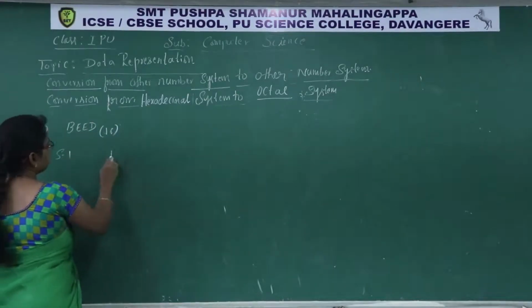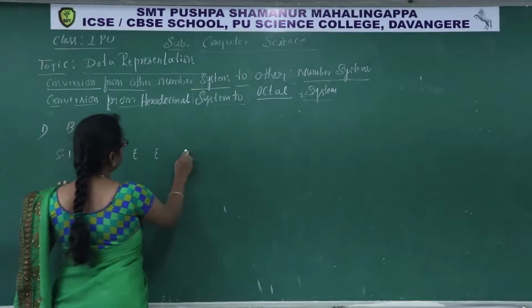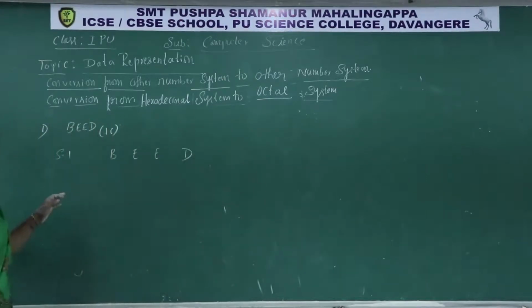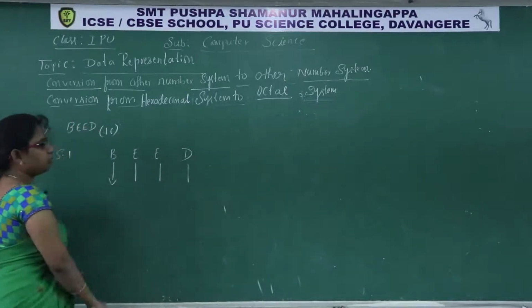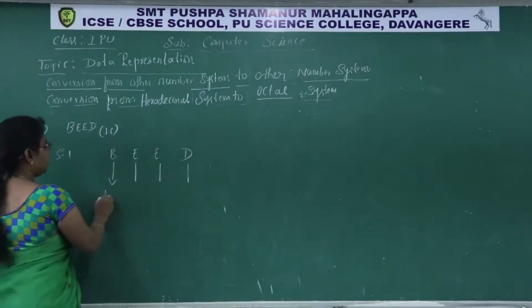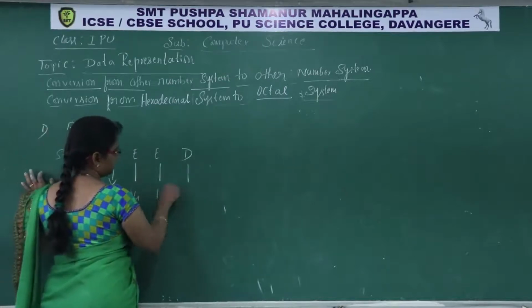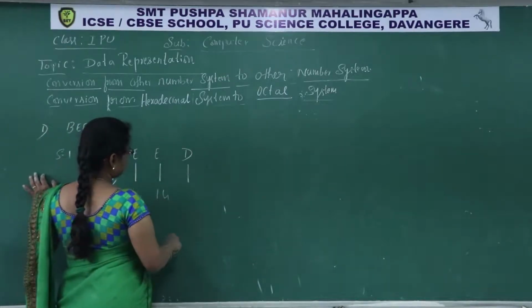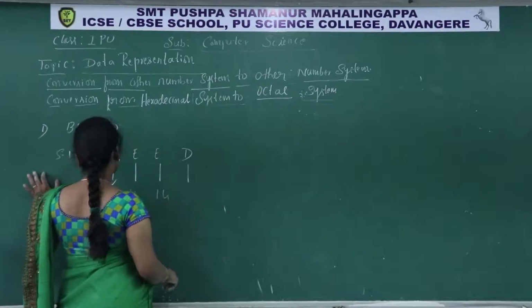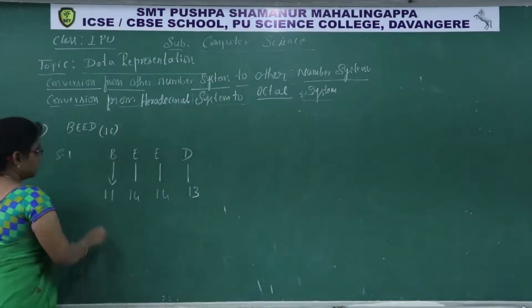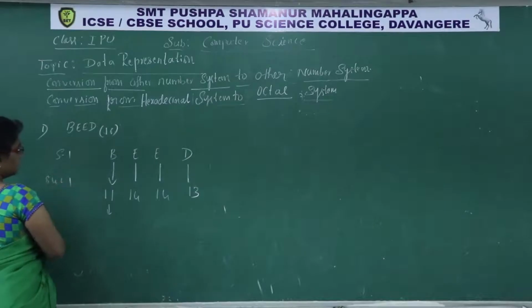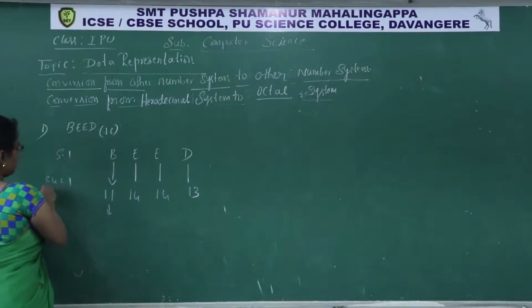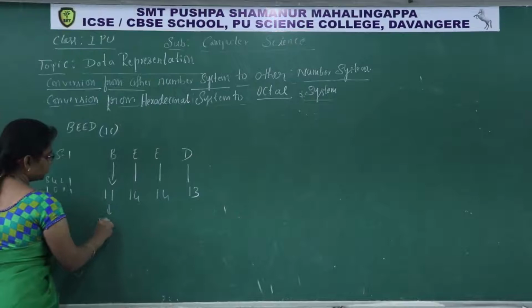Step 1. First we have to write the 4-bit binary for each digit. B, what is the value of B? 11. E is 14. D. A, B, C, D are 10, 11, 12, 13. How to write 11 in 4-bit? We have to apply the 8421 method. 8 plus 2 is 10, 10 plus 1 is 11. So 1, 0, 1, 1.